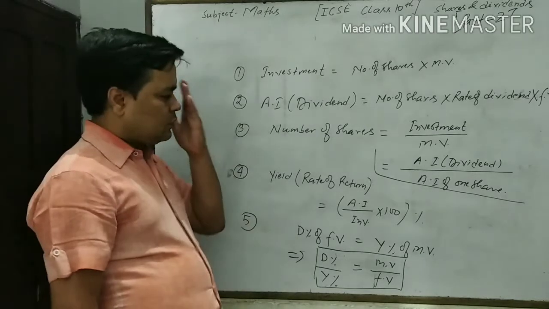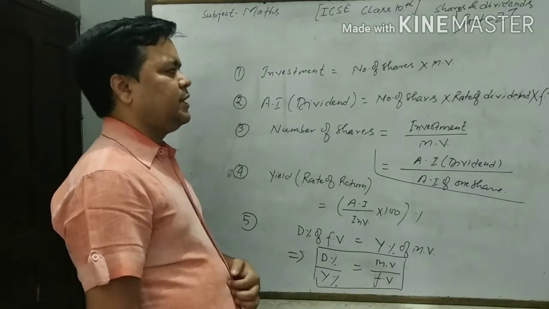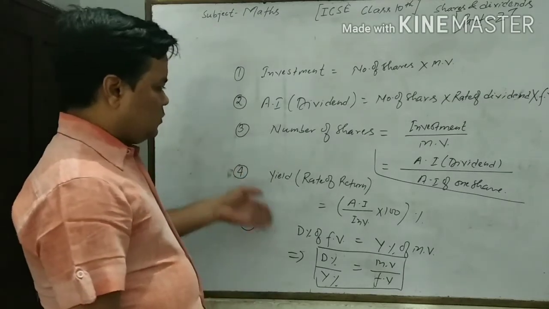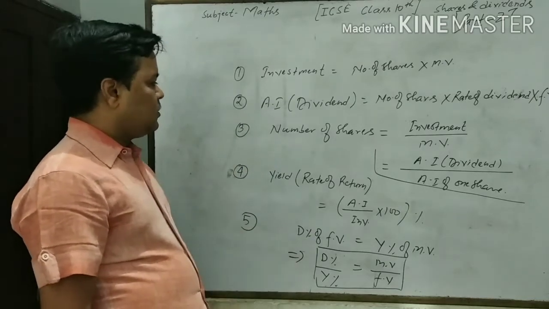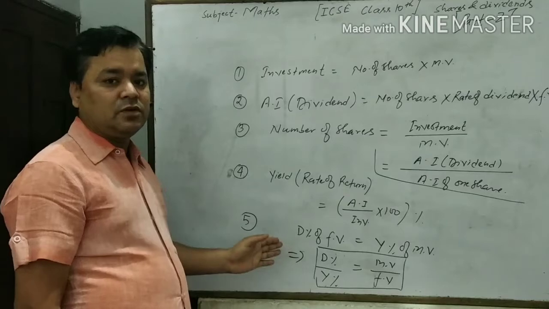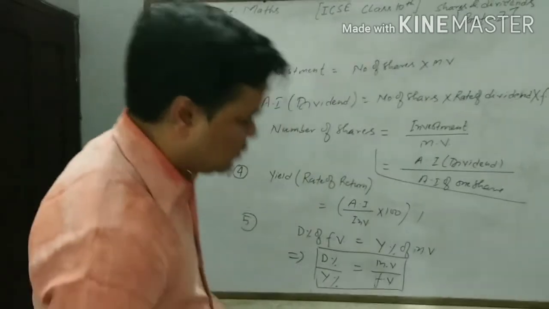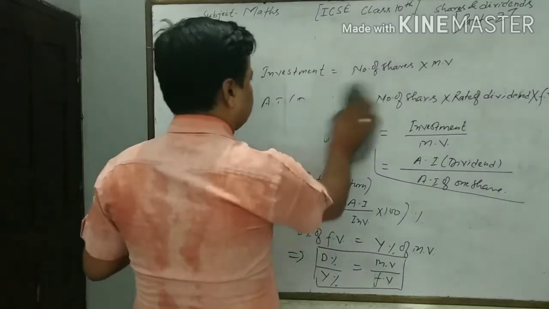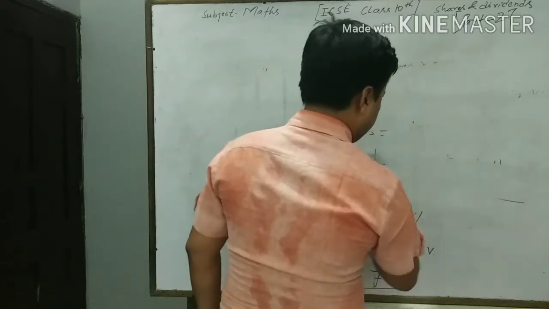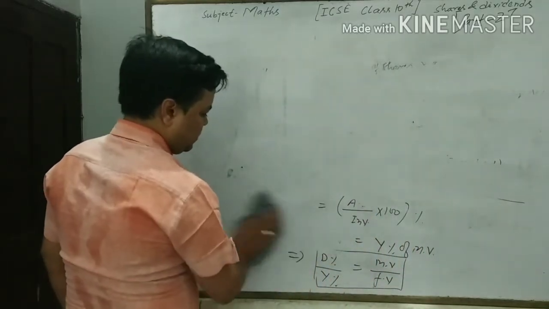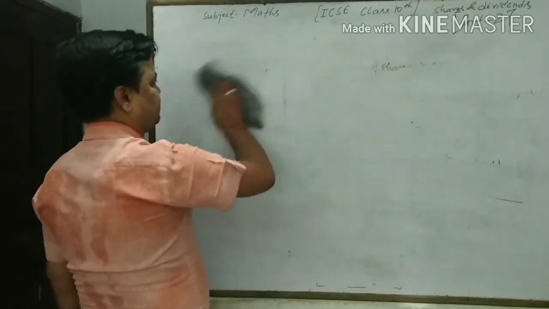Okay, this is the total about the formula related to the shares and dividends. My suggestion is you should write it 10 times so that you can learn it, because without the formula we cannot do any question. Thank you. Now we will discuss some exercise questions. Whatever I told you, that will be from question number 1 to question number 5.